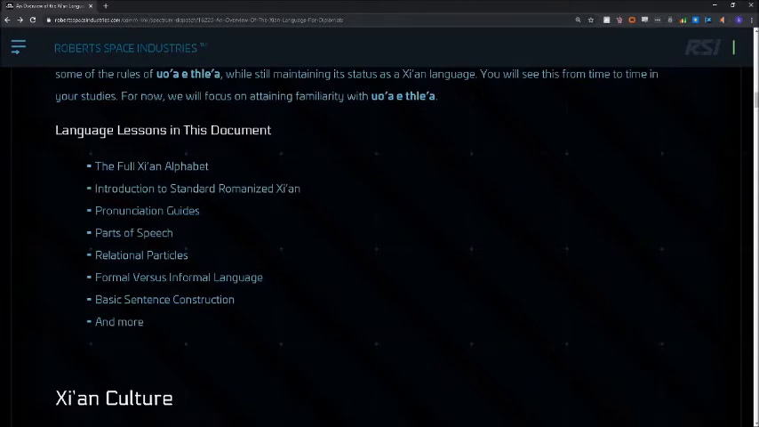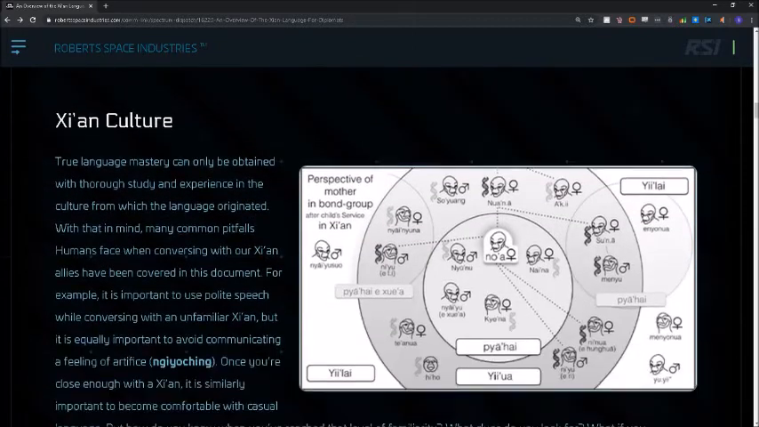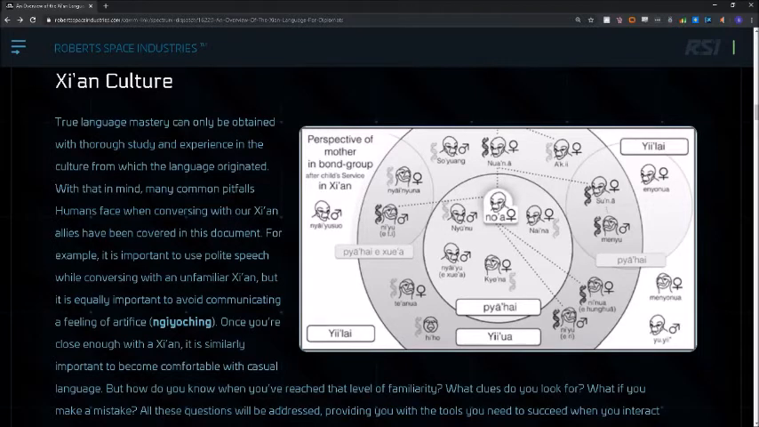Language lessons in this document: the full Xi'an alphabet, introduction to standard romanized Xi'an pronunciation guides, parts of speech, relational particles, formal versus informal language, basic sentence construction, and more Xi'an culture. True language mastery can only be obtained with thorough study and experience in the culture from which the language originated. With that in mind, many common pitfalls humans face when conversing with our Xi'an allies have been covered in this document. For example, it is important to use polite speech while conversing with an unfamiliar Xi'an, but it is equally important to avoid communicating a feeling of artifice, nigiaching.